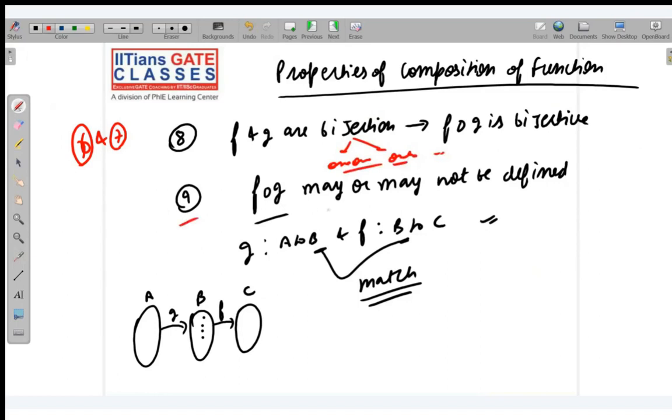Ninth property is f o g may or may not be defined. I have told you in the previous lecture itself. Next, let me start the next property. I'm jumping to the next slide. You can take the snapshot. Please be active. I have to cover lots and lots of topics through this class. Let me jump to the next slide now.